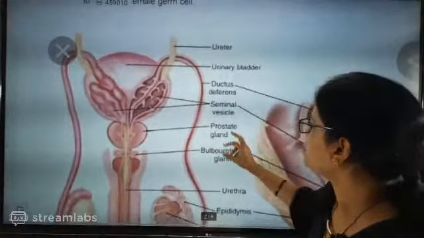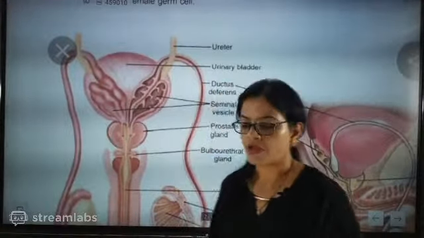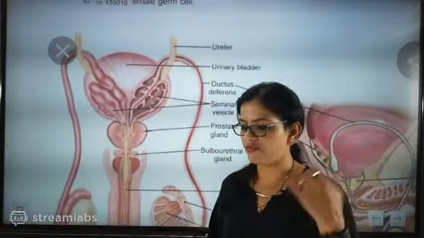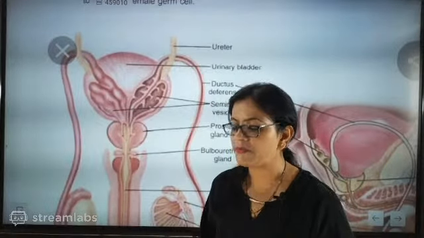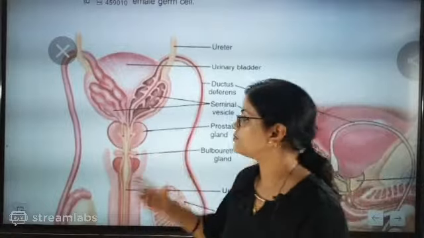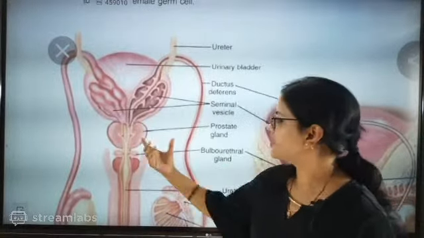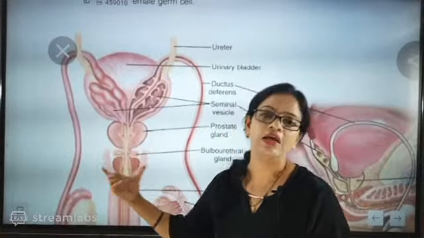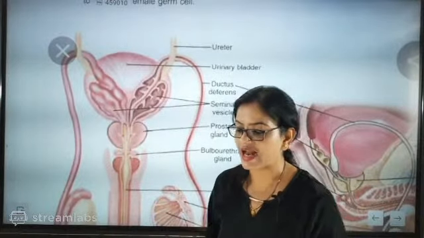Now after the seminal vesicle comes the prostate gland. Many a time we might have heard about prostate gland cancer. The enlargement of this gland is what comes as prostate gland cancer.